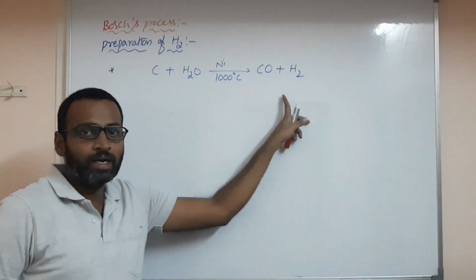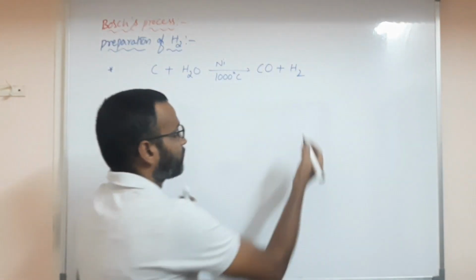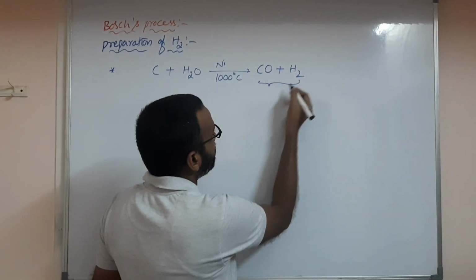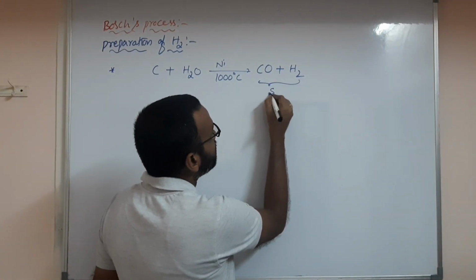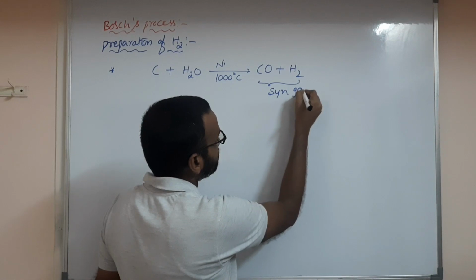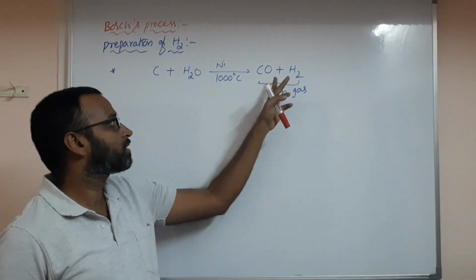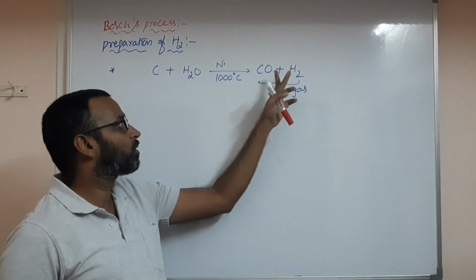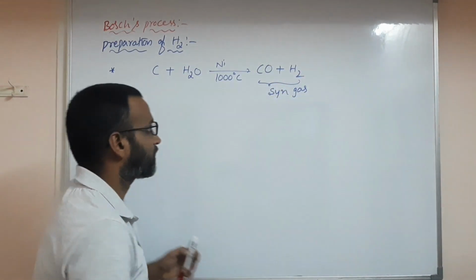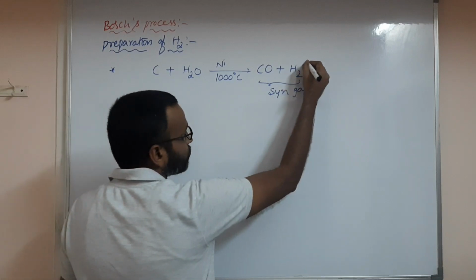What is this? Carbon monoxide plus H2. Carbon monoxide plus H2 is called syngas, or else we call it water gas. CO plus H2, syngas it is. So here you have H2.